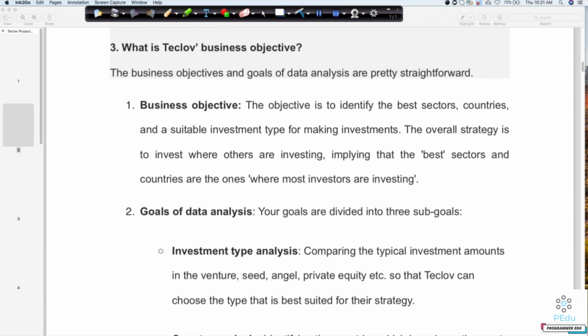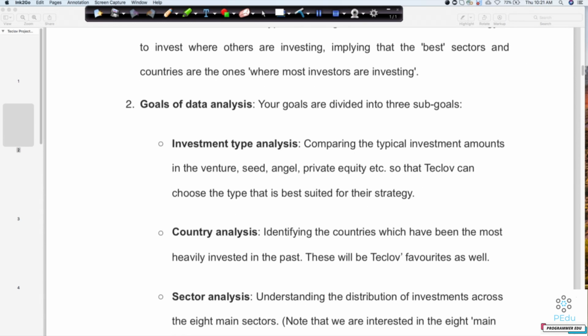Now, what is the goal of the data analysis? There are 3 major categories where I've divided this problem. First is investment type analysis, which is comparing the typical investment amount in venture, seed, angel and private equity.